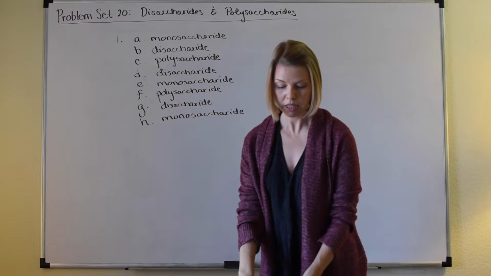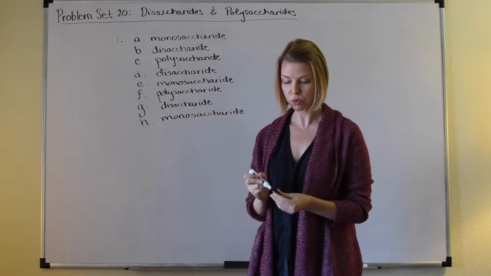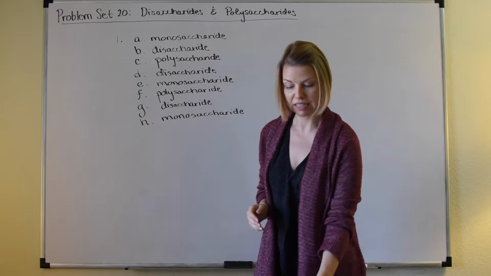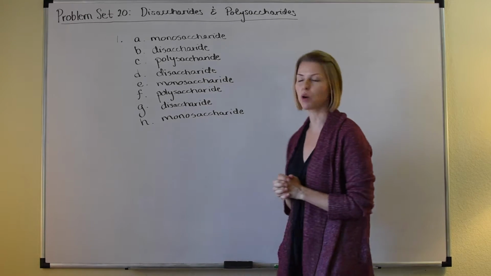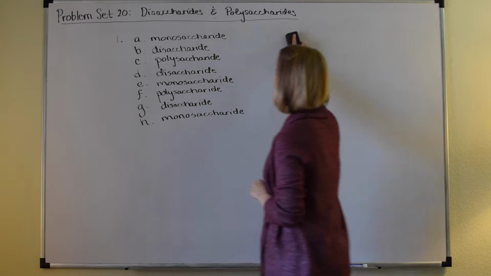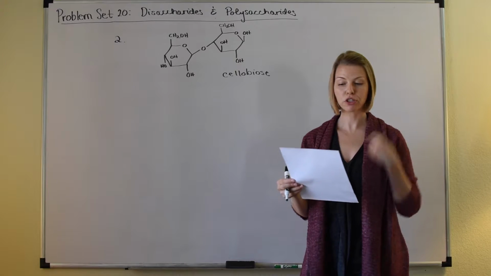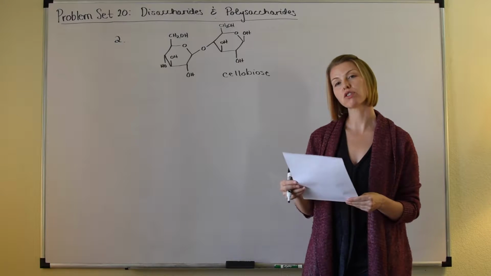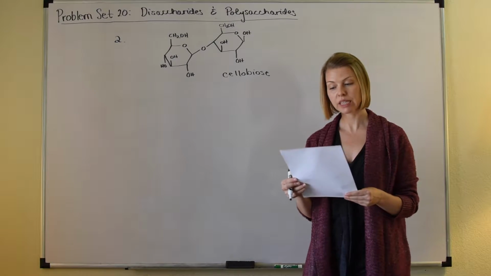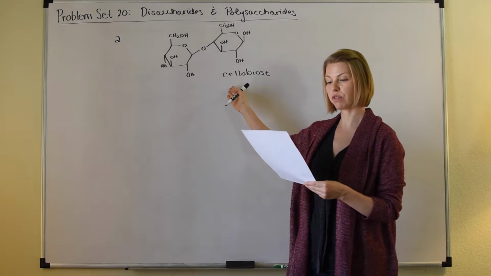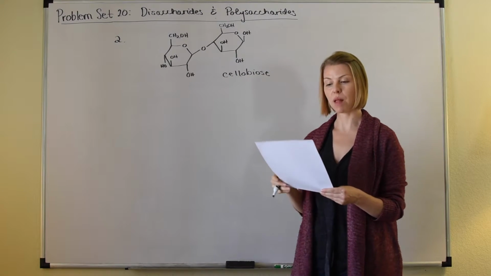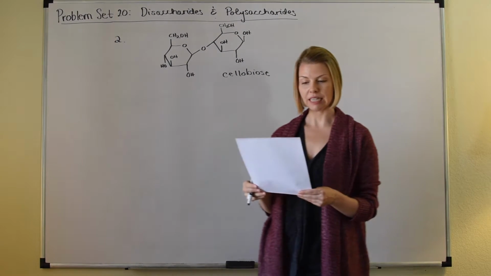Okay, so we're going to need quite a bit of room for number 2. So let's go ahead and erase here before we go on. Okay, number 2, cellobiose results from the breakdown of cellulose. Given the structure below for cellobiose, which I drew on the board as well, complete A through D.